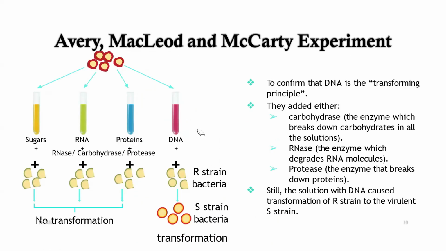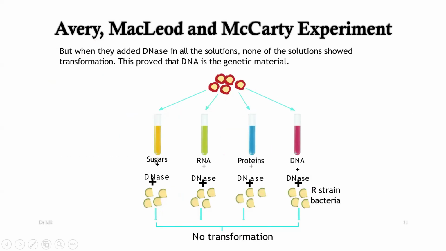So except this DNA, in the remaining test tubes I'll put the RNase, carbohydrase, and protease, so that all the proteins, RNA, and sugars will be digested. But I keep the DNA intact. Still the transformation is shown. Then I will further continue it.